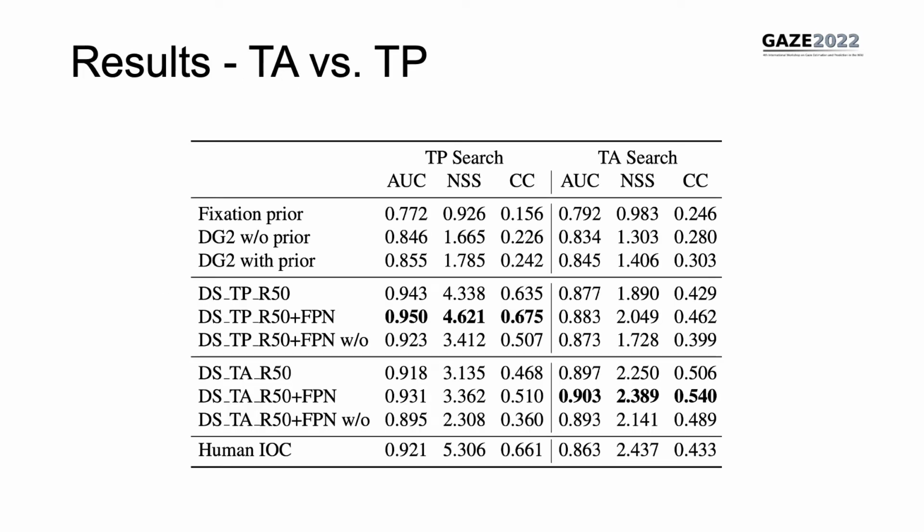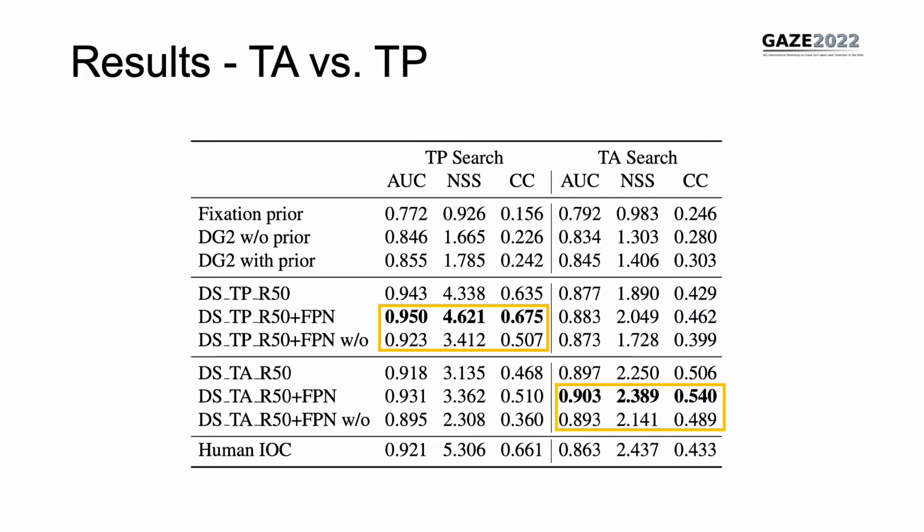We used AUC, NSS, and CC for the evaluation of model performance. As expected, models trained on TP fixations best predicted TP search. Models trained on TA search best predicted TA fixations. More interestingly, TP models also predicted TA search fixations relatively well, while a TA-trained model did not predict TP search as well. This comparison suggested that models trained on TP capture some signal guiding TA search, in this case, target labels.